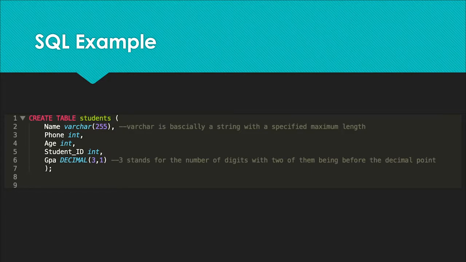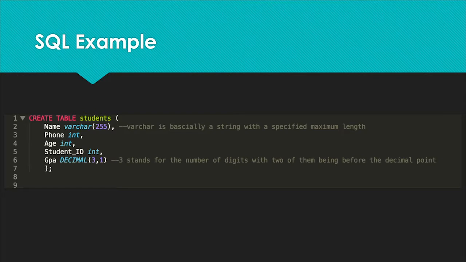The phone has an attribute of int, because your phone number is going to be all numbers, all whole numbers. So it doesn't allow any decimal points. You can't have your phone number be 2.6. It's all going to be 801, whatever. And age will be an int as well, and student ID will be an int.